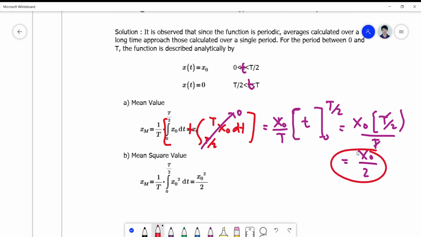Let's check this because this is only xo. For the mean square value, we have 1 over t xo squared dt. Again, if you substitute this, because this is 0, nothing will happen. So this is equivalent to xo squared all over 2, the same, no? So this will simply be t from 0 to t2. Okay, so this is now t2 xo squared.